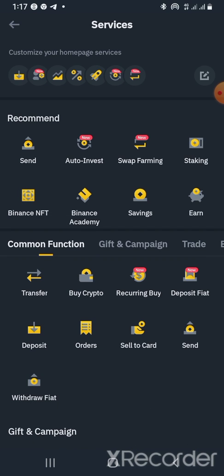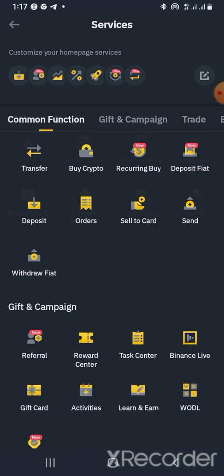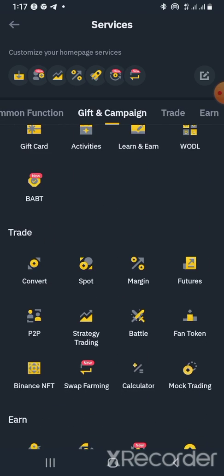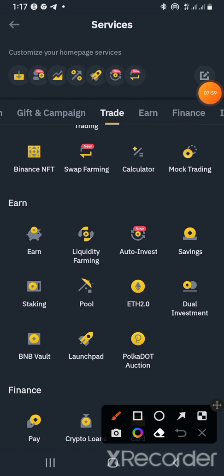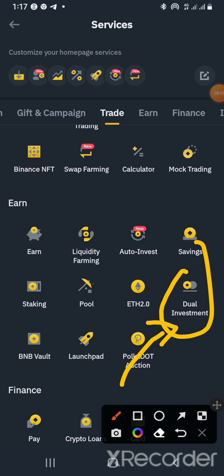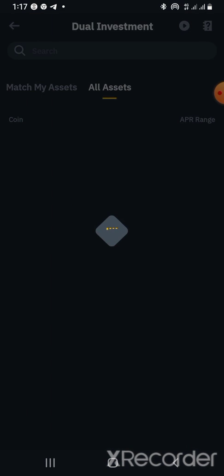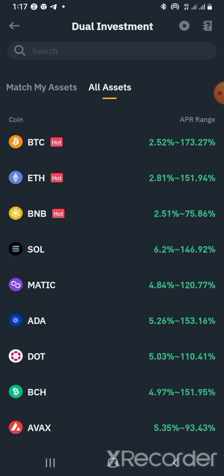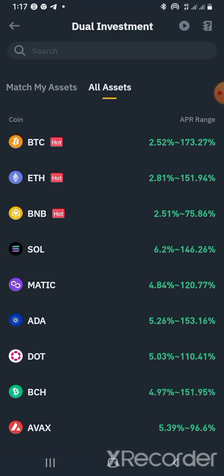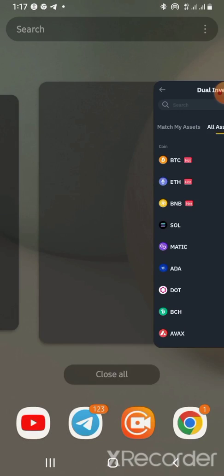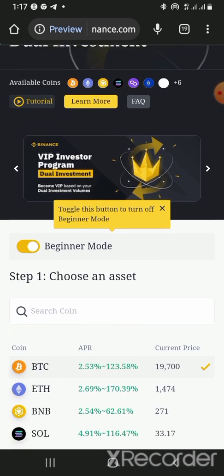Another way you can do this is by using the dual investment section or interface of the Binance. What is the dual investment interface? You can see it here. Dual investment interface. This is a very cool feature that Binance introduced for people to easily do these activities. So what are they doing? I will take you to where you can see a kind of vivid explanation of what this dual investment interface allows people to do.